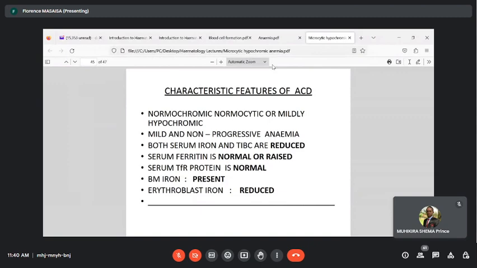If you find someone with a hemoglobin of 2 or 3, you may think about other causes rather than anemia of chronic disease. They are usually normocytic normochromic, but they may also be microcytic hypochromic. Serum iron and TIBC are reduced. Ferritin is normal or raised. Calcium is normal. And when you go to the bone marrow, iron stores are present. Then the erythroblast iron is decreased.